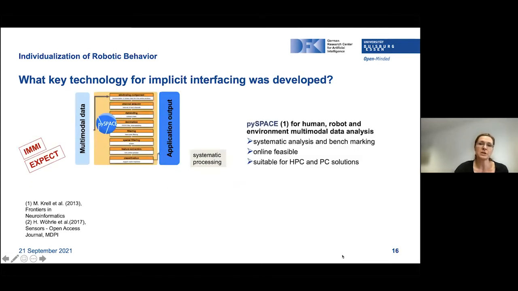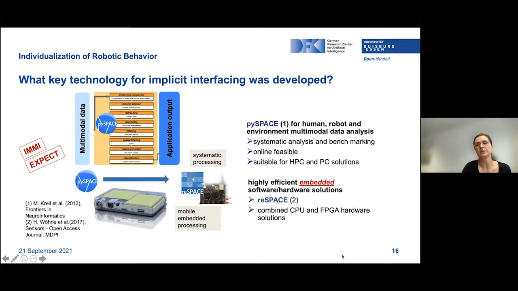As I said, we also need software to allow a very systematic analysis of brain activity, but also of other time series, not only brain, but for example muscle activity. We developed a framework that allows very systematic analysis and benchmarking. And it's suitable for both PC and cluster systems, or HPC. We usually don't have a large PC in a robotic system, as you can imagine. So in the end, we want to have it running on the system.